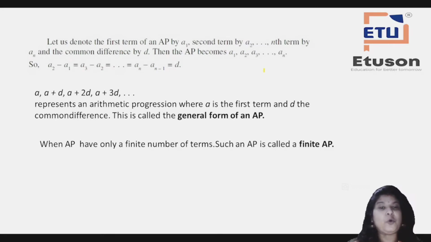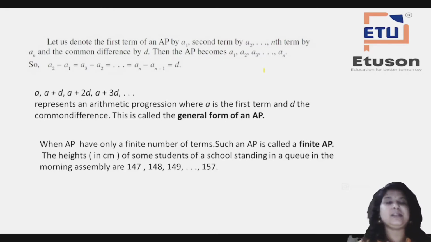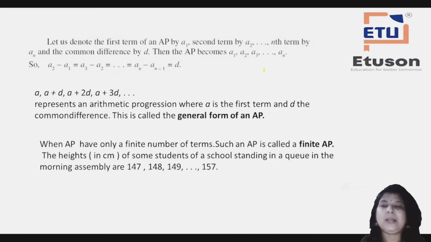When an AP has only a finite number of terms, such an AP is called a finite AP. For example, the heights of some students of a school standing in a queue in the morning assembly are 147, 148, 149 and up to 157. Here the series of numbers starts from 147 and ends at 157. Beyond that there is no number. So there is a finite number of terms in this arithmetic progression, and you call it a finite AP.